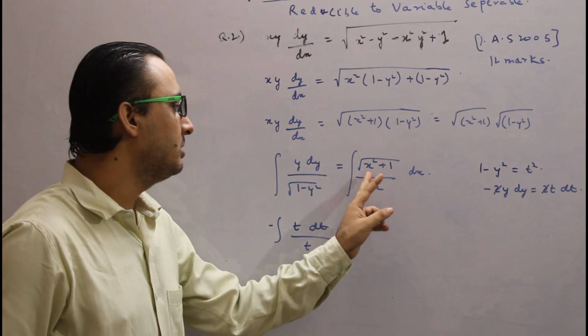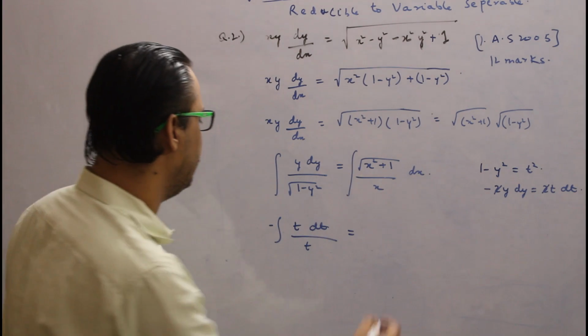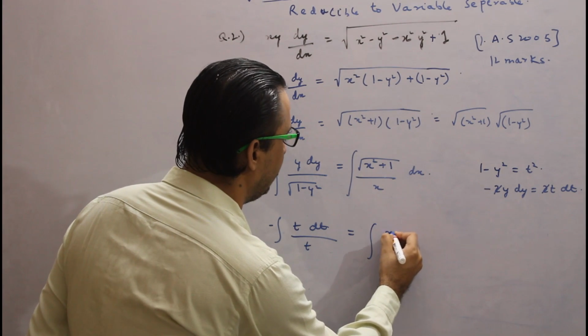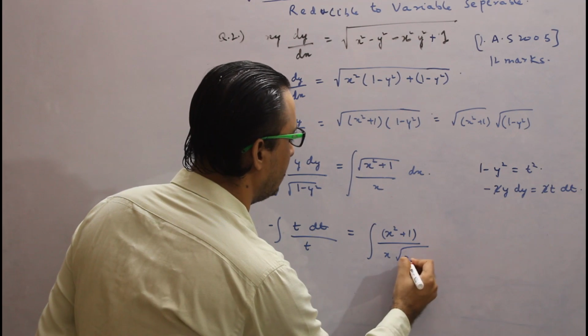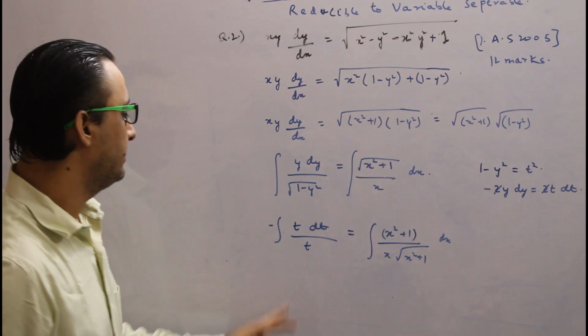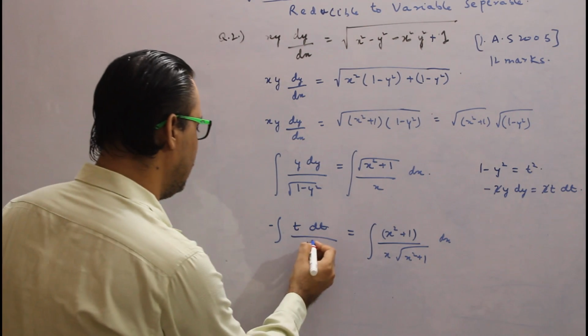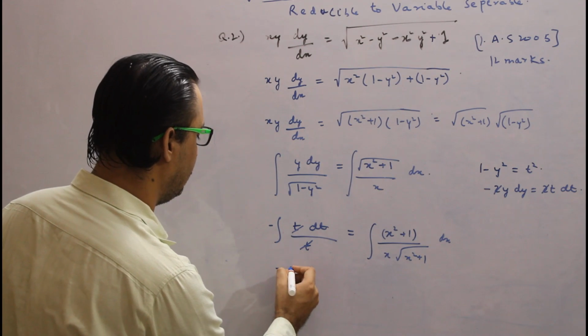Before that, we can see that this can be rationalized. So if I rationalize this, I can write it as x square plus 1 divided by x into under root x square plus 1 dx. Okay, so this becomes what? t t get cancelled. So I have got one of the integrals, that is t here.